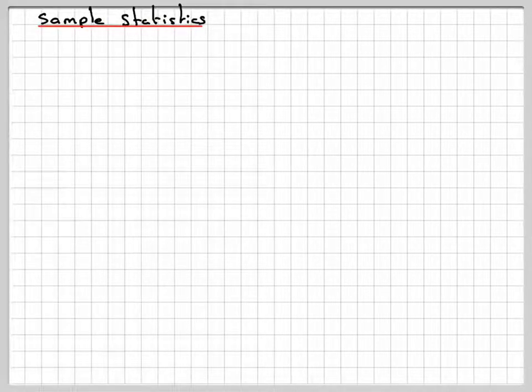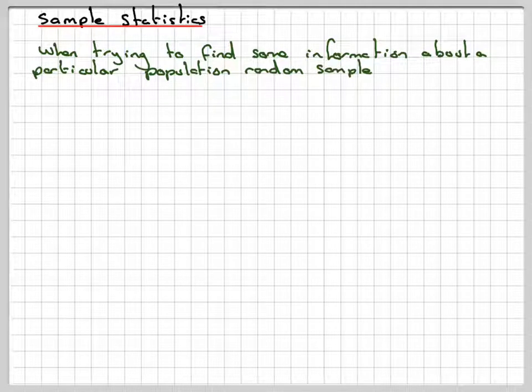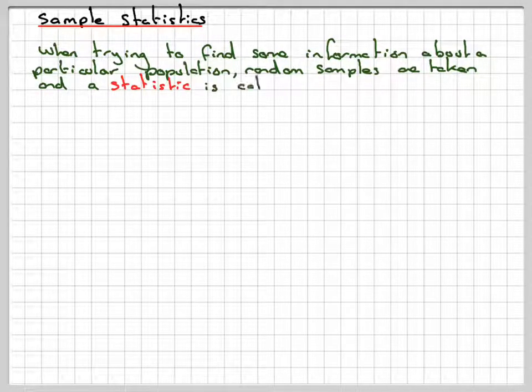Now, sample statistics. So what is the idea? Well, when trying to find out information about a particular population, say I have the whole population of girls in a school, and I want to find out the mean height, I'm not going to measure the height of every single person in the school. What I'm going to do is take a sample and then calculate a statistic, and that statistic would be the mean height of my sample, and so that represents the population. So when trying to find some information about a particular population, random samples are taken and a statistic is calculated.